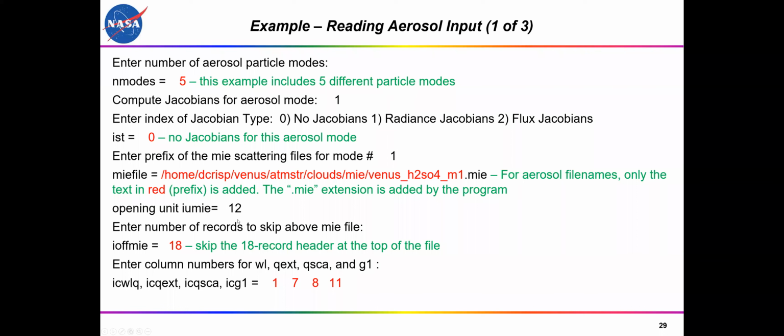Oh, by the way, the code has all of these nuisance messages. It tells you it's using internal Fortran units to open and close things, and it tells you what unit this was on. That's because sometimes we'll get a read error that points to a unit and doesn't do anything else within Fortran. This helps me understand what program or what file it was having trouble with. So in this case, I'm going to skip over the first 18 records in the file, and then I'm going to read the wavelength out of column 1, the extinction efficiency out of column 7, the scattering efficiency out of column 8, and the asymmetry parameter out of column 11.